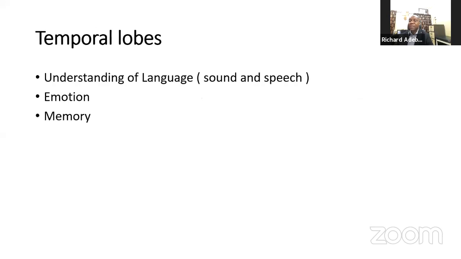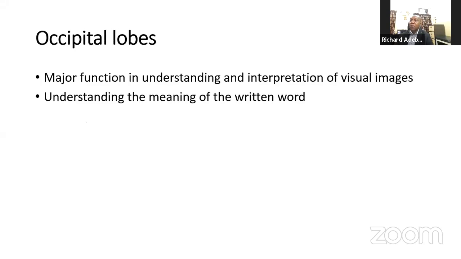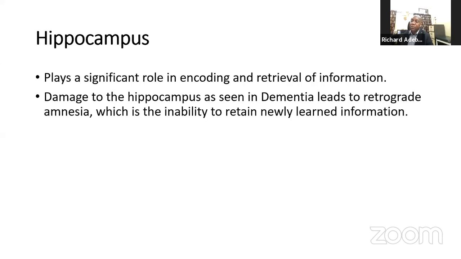The temporal lobes, that's the next slide, has to do with the understanding of language, sound, and speech. It's also involved in emotions and memory. So we start having that in mind now, because that's the area we are going to eventually, the memory. Occipital lobes too, that's situated towards the posterior end of the lobes. The major function is in understanding and interpretation of visual images. The occipital lobes are connected with the eyes, and it helps us also in understanding the meaning of the written word.